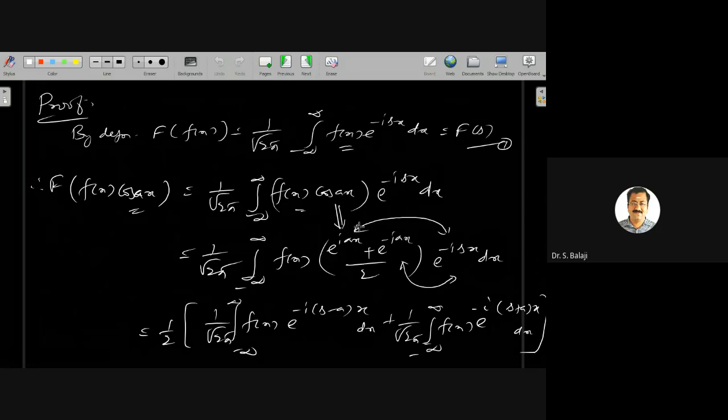Then club these two exponentials, and separate the integration into two integrations for this addition. E power minus I, you have to take it commonly, minus I s minus a, and then this is minus I s plus a. That's all. This 1 by 2, take it commonly, 1 by 2.